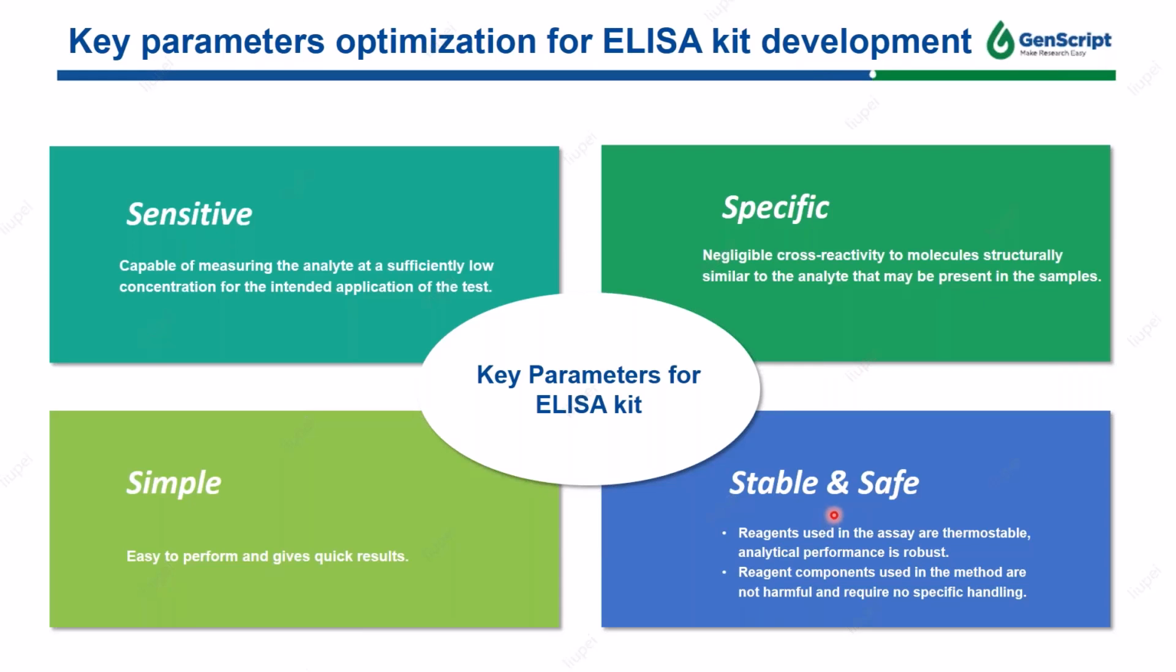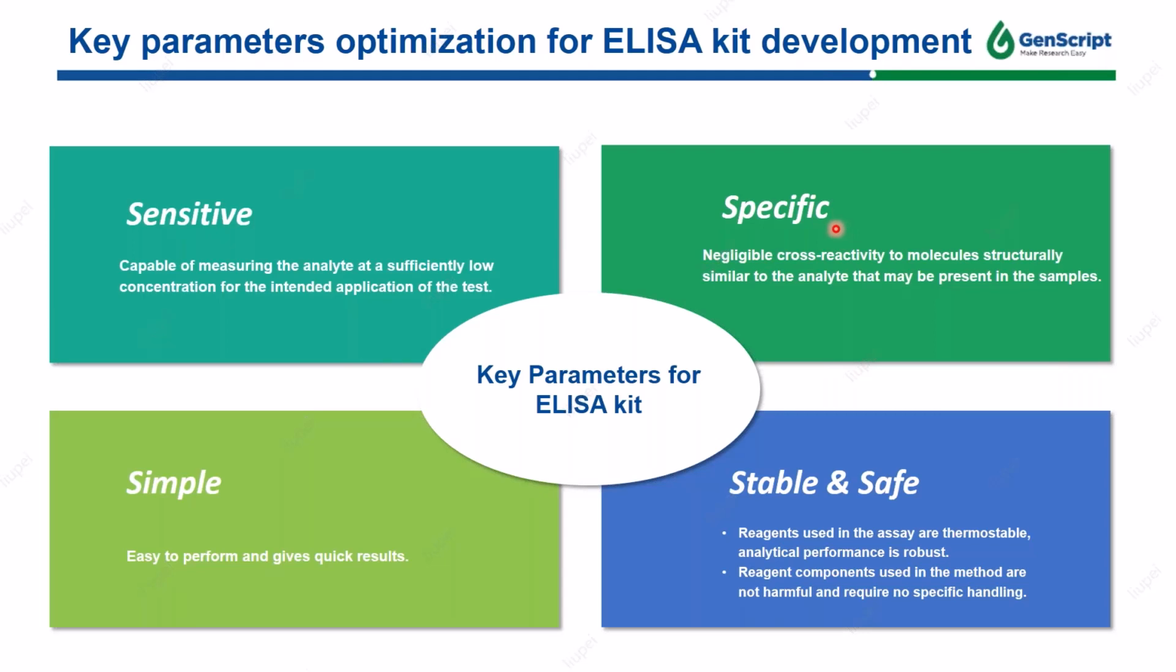So how could we generate an ELISA kit in-house? What are the key parameters needed to be optimized? Here are the answers. First, you should be clear about the detection limit required, the sensitivity. Sensitivity is the capability of the method of measuring the analyte at a sufficiently low concentration for the intended application of the test. Second is the specificity.